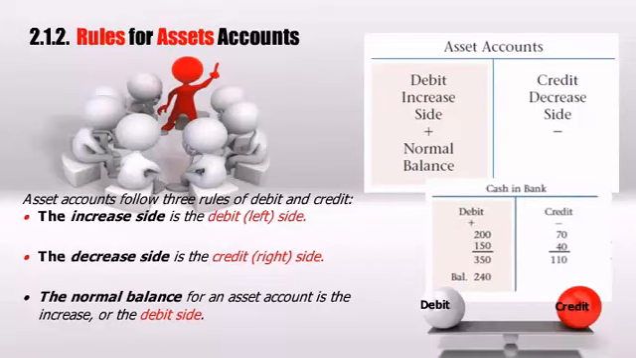Look at the entries in the T account for cash and bank shown here. The increases in the account are recorded on the left, or debit side. The decreases in the account are recorded on the right, or credit side. Total debits equal $350, $200 plus $150. Total credits equal $110, $70 plus $40. To find the balance, subtract total credits from total debits, $350 minus $110. The debit balance is $240.